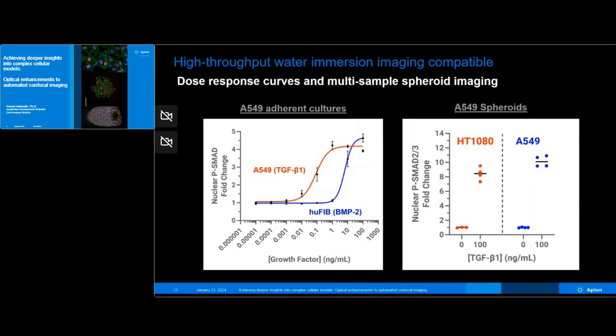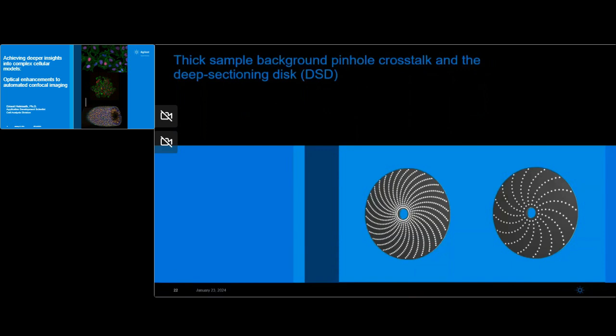Now, moving on from the water immersion capabilities of the Cytation C10, what I'd like to do is transition over next to the second feature which we've introduced, and that is the deep sectioning disc.